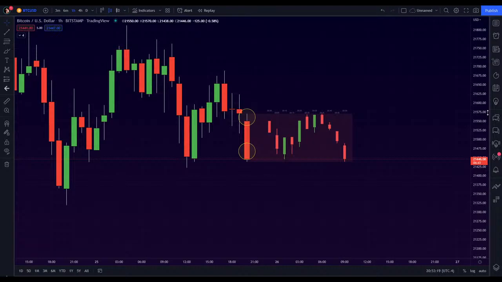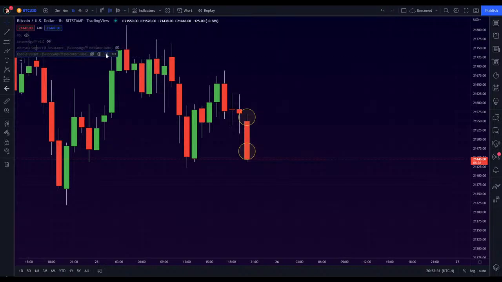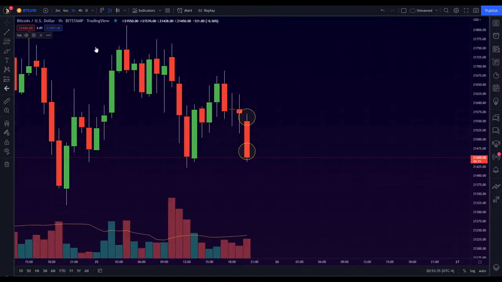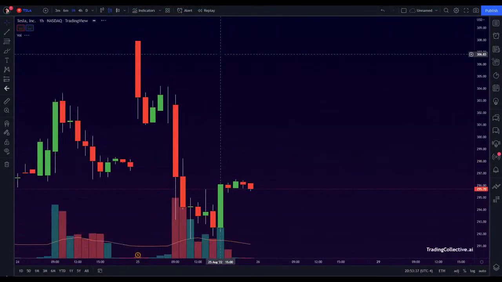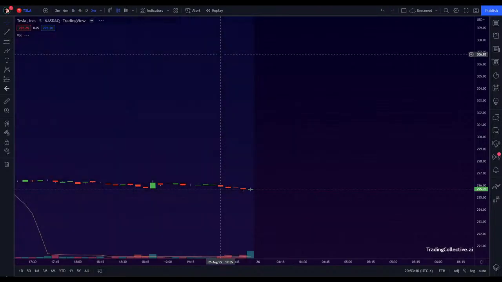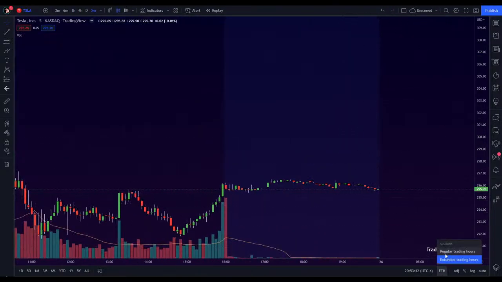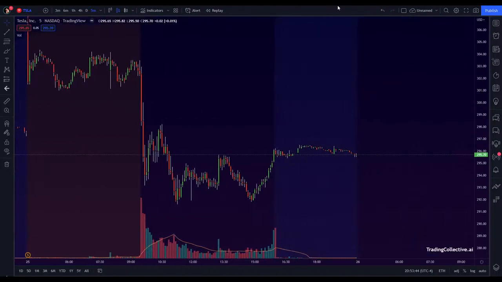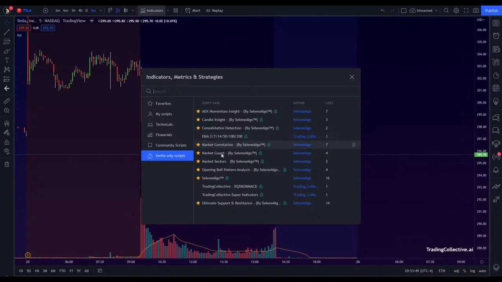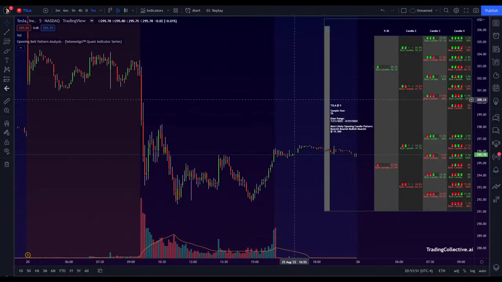Some of the stuff we haven't even gotten to talk about today, which we can certainly get into at a later date, would be our opening bell pattern analysis, which I can show you guys really quickly. So we'll take this USR and Selene off. We'll throw in our volume. We'll go to Tesla on a 5-minute time frame. We'll leave extended hours on. And we'll go to our opening bell pattern analysis just to show you guys this really quickly.